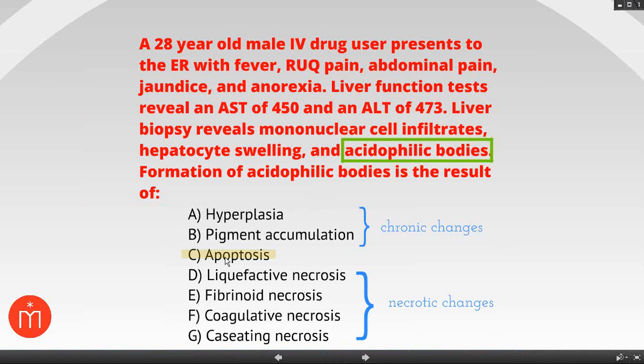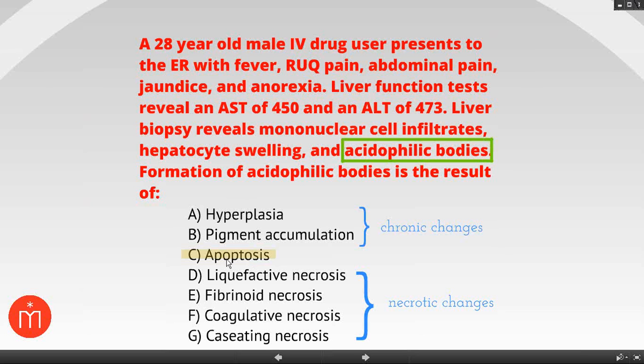Of course, that leaves C, apoptosis, as the answer choice. And so this is a good example of how we can use process of elimination on the USMLE to figure out questions that are difficult. It turns out these acidophilic bodies are the so-called Councilman bodies, as we reviewed before, but we did not need to know that to figure out that the answer was C.